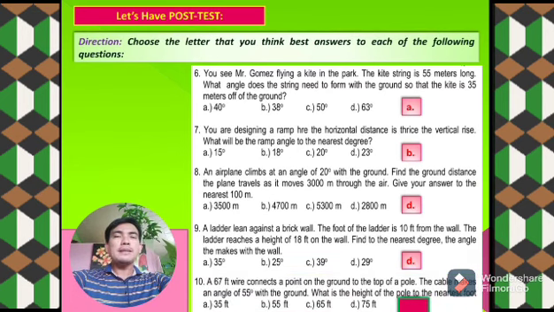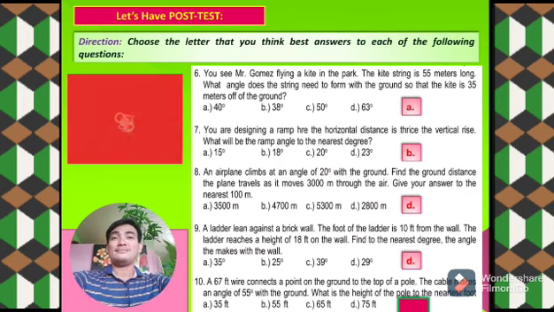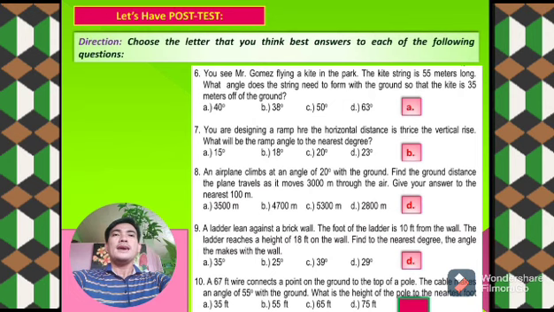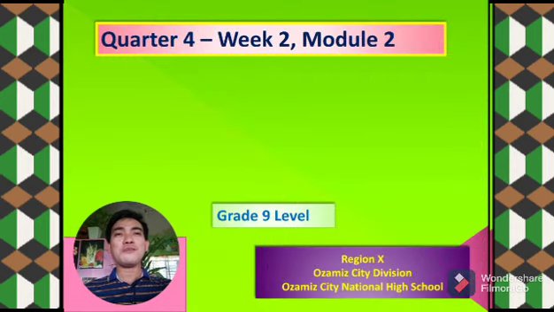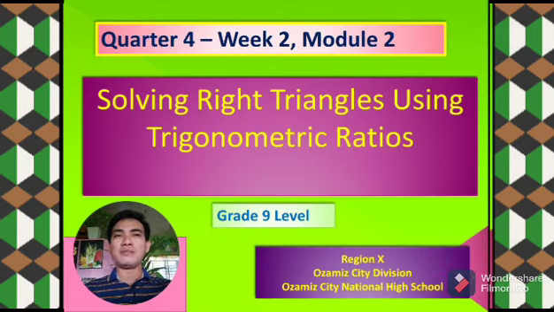A 67 feet wire connects a point on the ground to the top of a pole. The cable makes an angle of 55 degrees with the ground. What is the height of the pole to the nearest foot? Ready? Go! And the correct answer is letter B, 55 feet. Congratulations.